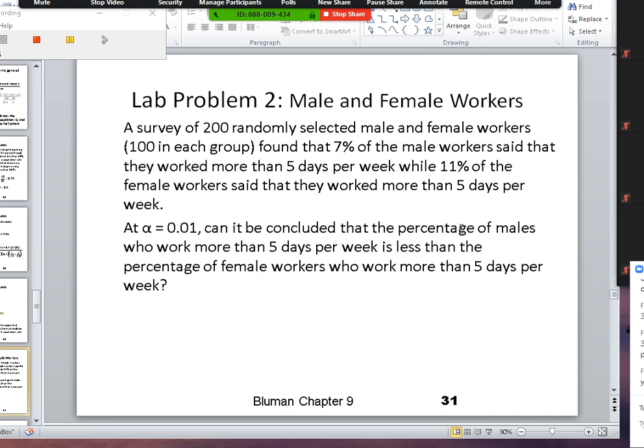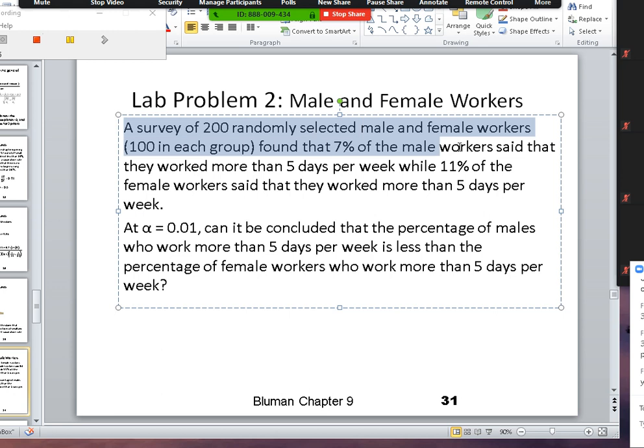Great, thank you. All right, so again, we're looking at this one. So 200 people are selected, randomly selected. So this is my survey, right? This is going to be my sample part here. But there's 100 in each group, so that means that my N for the males, there's 100 males, and there's 100 females.